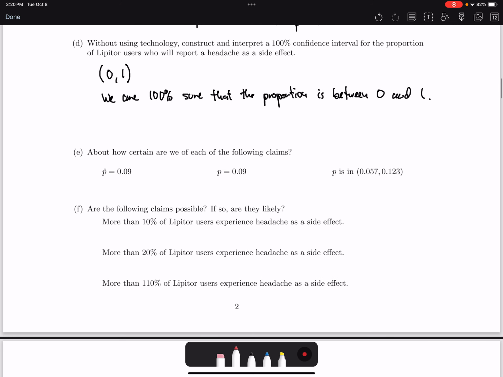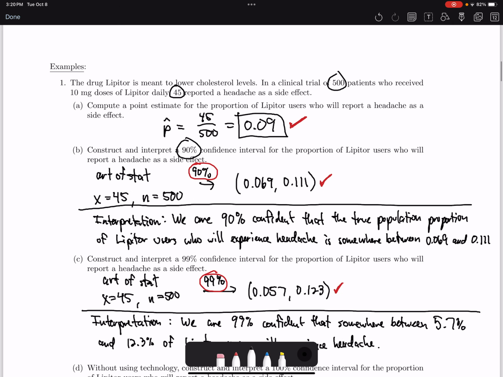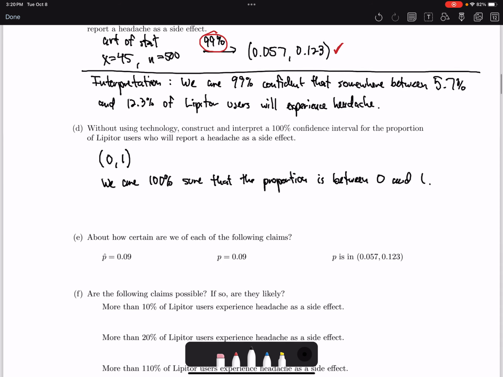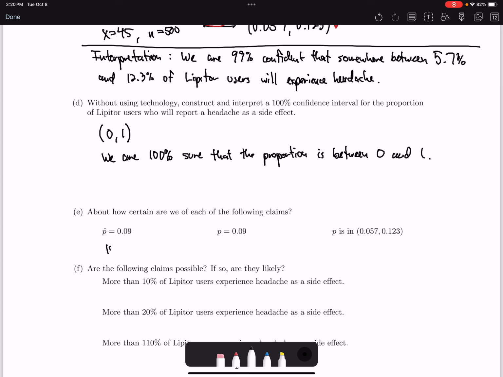Okay, so part E asks, how certain are we of each of the following claims? First claim is that p hat equals 0.09. Well, we're 100% sure of that. We know that in our sample, 45 patients experienced headache and there were 500 patients. That comes out to exactly 0.09. So we're 100% sure that our sample proportion was 9%.